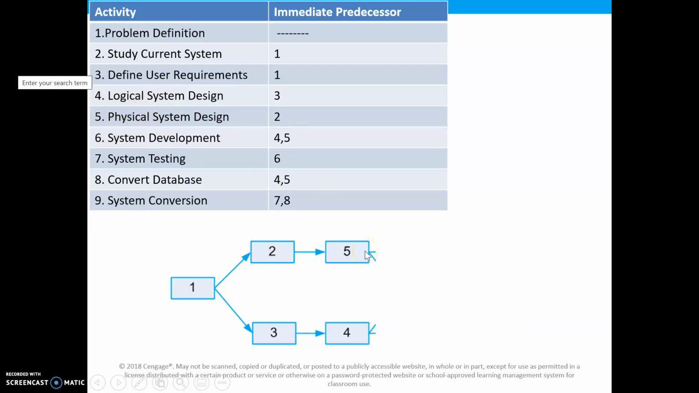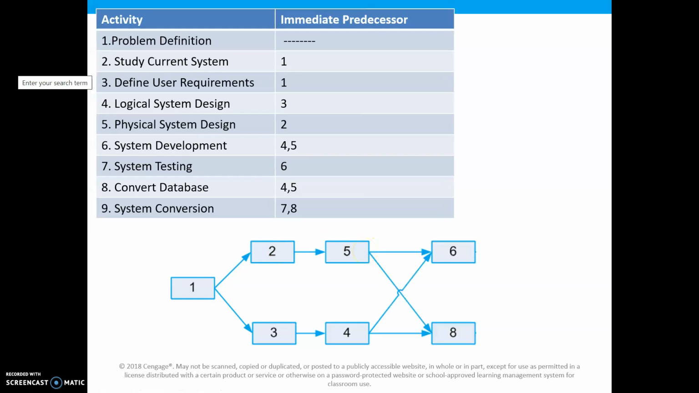Still pretty simple. Gets a little more confusing next. All right, so we can see that both 4 and 5 are predecessors to number 6. So we would draw an arrow from number 4 and an arrow from number 5 to number 6. You can also see that both 4 and 5 are predecessors to number 8. So you would draw a line from 4 to 8 and from 5 to 8. So it kind of means these can be done interchangeably.